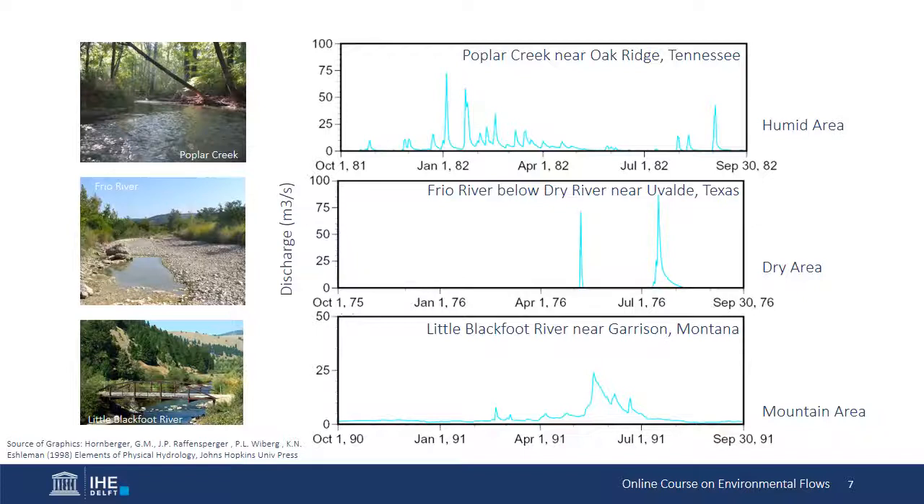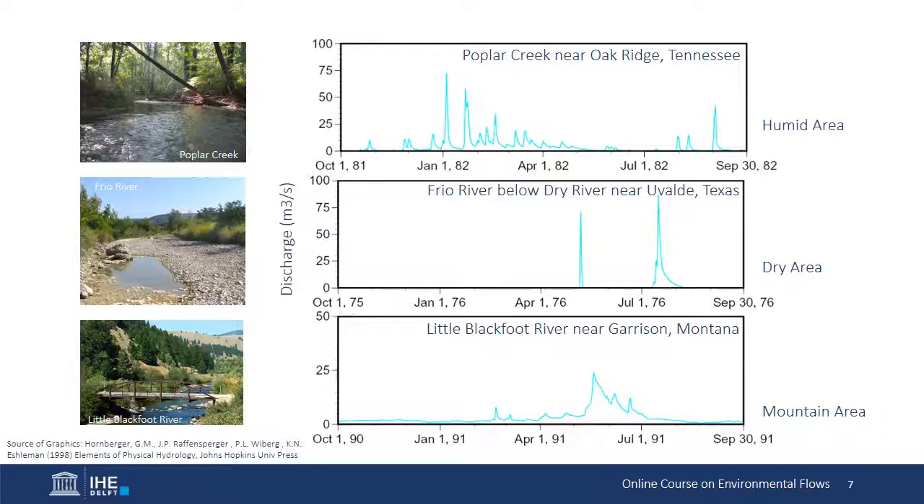In contrast, the Frio River in Texas drains a dry area, receiving on average only 600 millimeters of rainfall per year and concentrated during particular times of the year. This leads to intermittent flow in the Frio River because the base flow component is missing. Dry conditions are stressful for stream organisms, but it is a natural condition that they're adapted to and that may even give them advantages over potential invasive species.